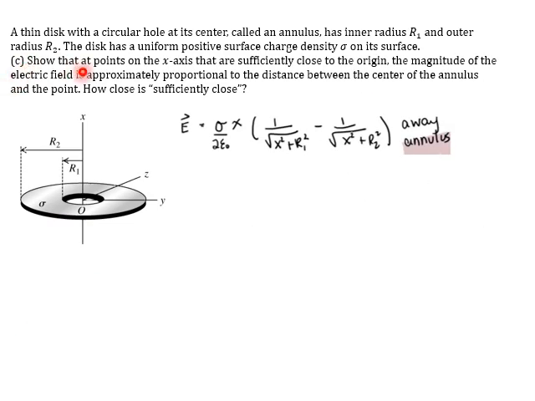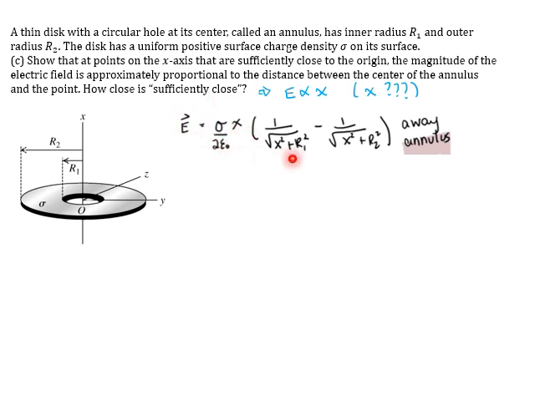In part C here, we're asked to show that at points on the x-axis that are sufficiently close to the origin, so somewhere about here and somewhere about here, the magnitude of the electric field is about proportional to the distance between the center of the annulus and the point. So we're asked to show that the electric field is about proportional to x, and to say what values of x that is true for. So when I look at my expression I found in part B, I saw that the electric field was sigma over 2 epsilon naught times x.